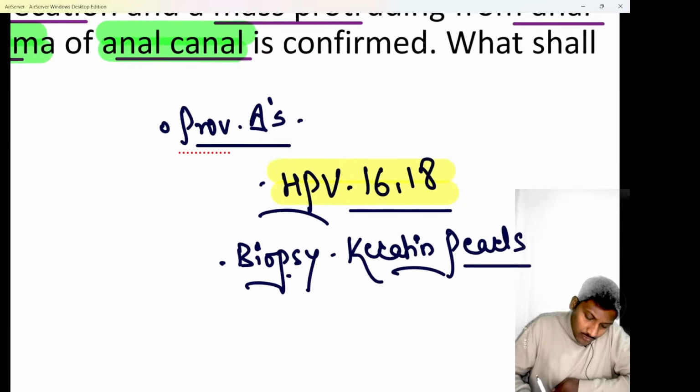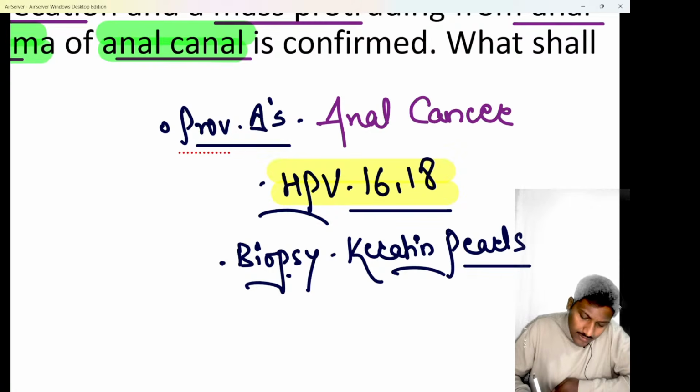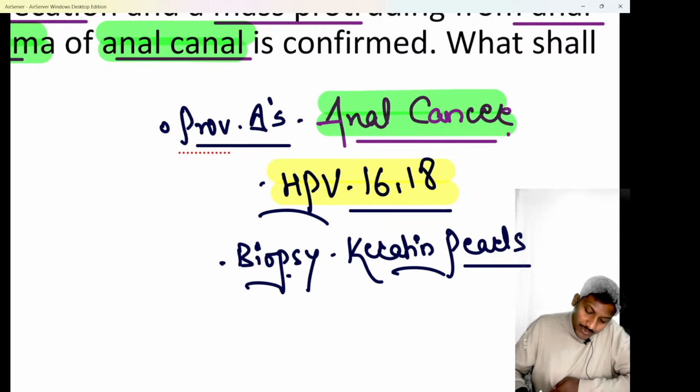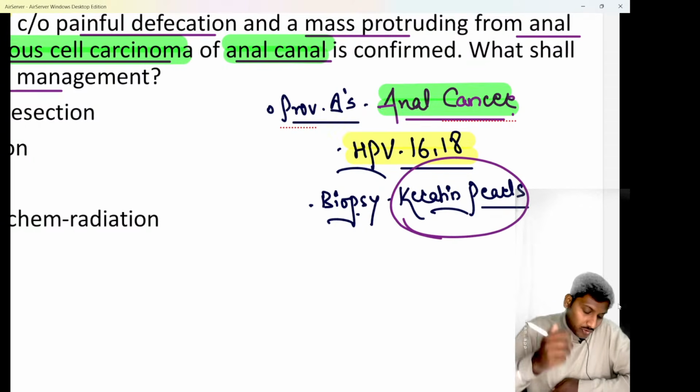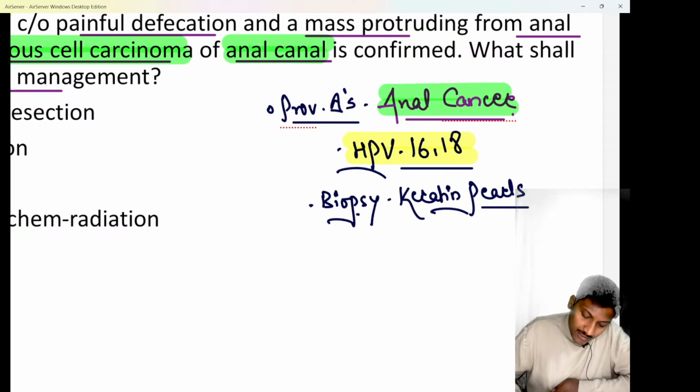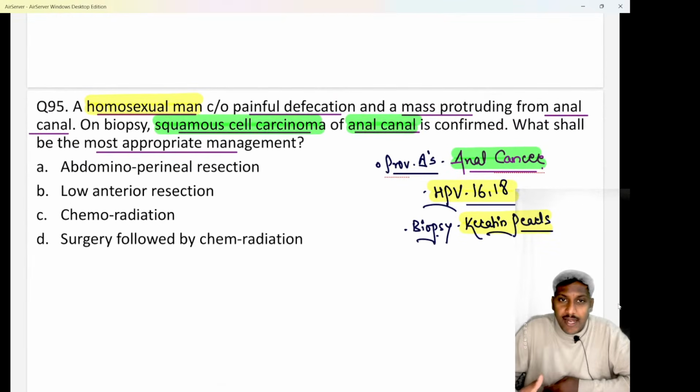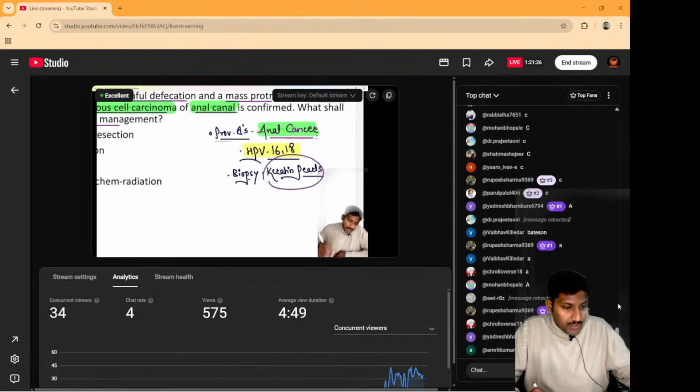So yes, as there would have been an HPV infection, the patient was diagnosed with anal cancer, and anal cancer is a squamous cell carcinoma. Now in this condition, if they ask you what will be seen on biopsy, we know the investigation of choice is biopsy, and biopsy in squamous cell carcinoma classically shows keratin pearls. In any squamous cell carcinoma of the body, usually you will find keratin pearls on the histopathology or biopsy. If they ask you what is the most appropriate management, I hope all of you are quite aware.